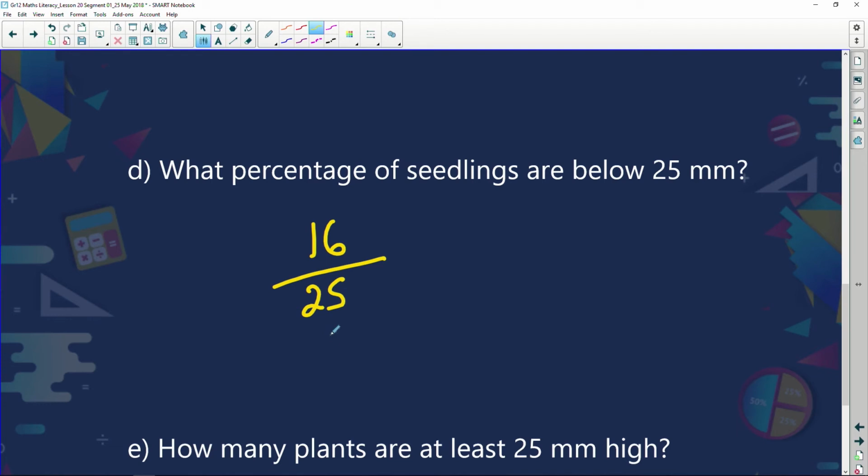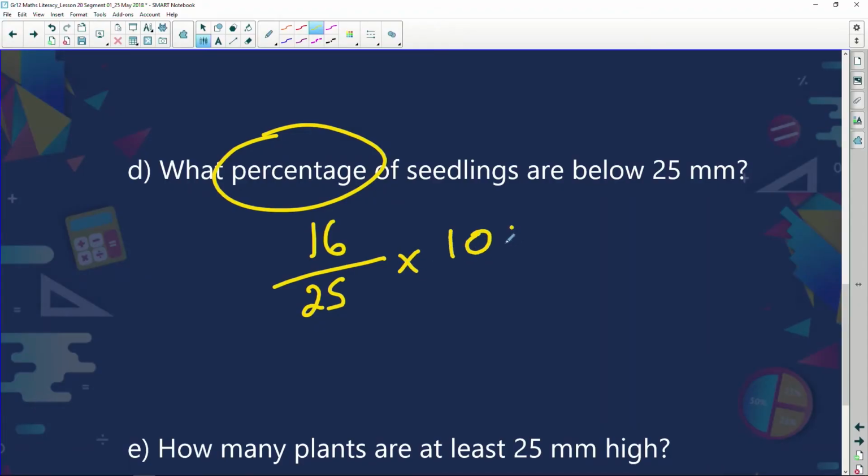But it says what percentage, and guys, when you hear the word percentage, the first thing that jumps to mind, or the first number that jumps to mind, is the number 100. Okay? You hear percentage, you think 100. You think 100, you think percentage. Okay? All the time, they link together. So 16 out of 25, we're going to multiply that by 100. Okay? Because we want it as a percentage.